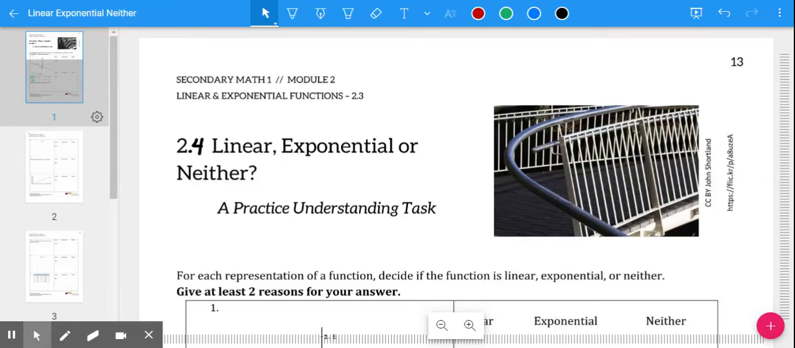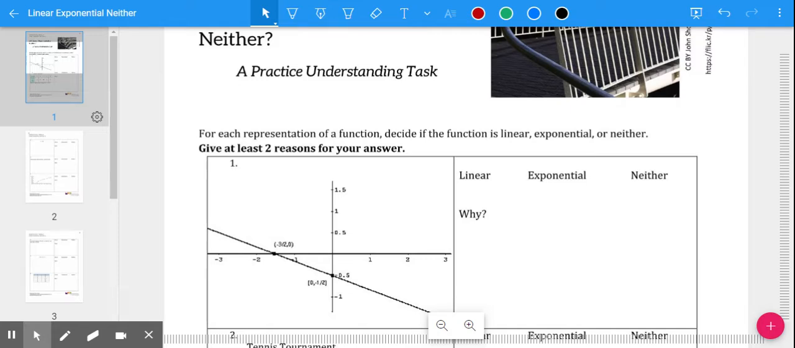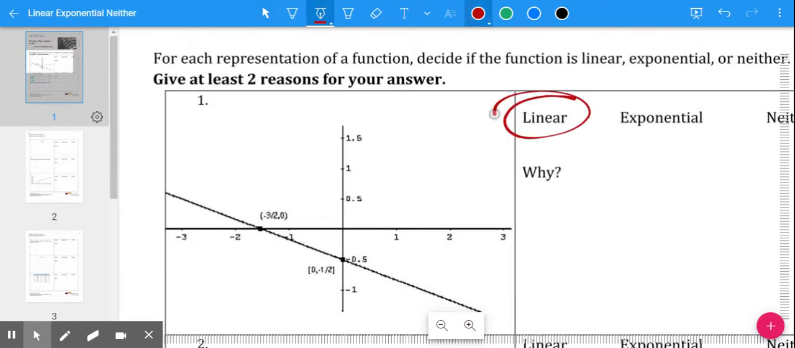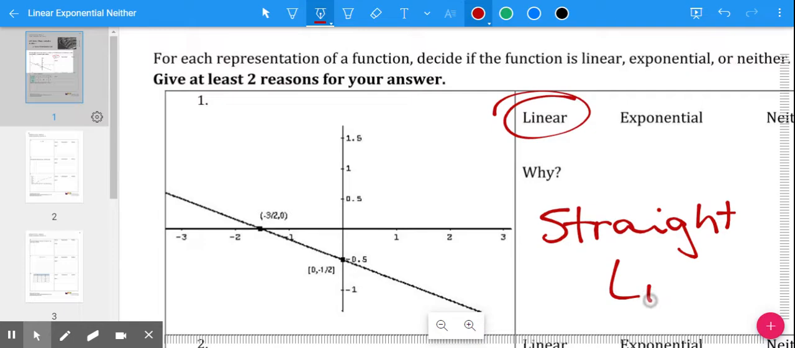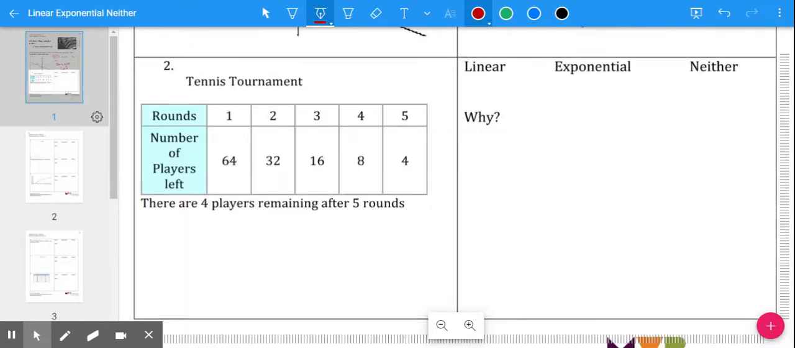Okay, this is 2.4 linear, exponential, or neither. So through each of these, we're just going to be identifying what kind of function it is and how we know. So on the first one, it is a straight line, therefore it is linear. The second one, we have it going from 64 to 32 to 16 to 8 to 4, which is multiplying by half, which makes it exponential.